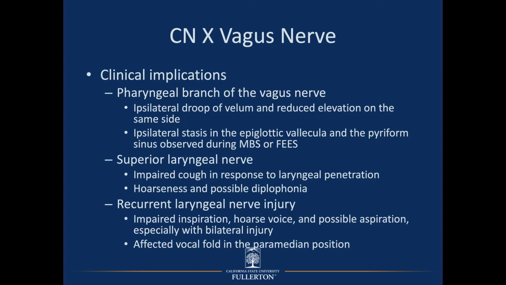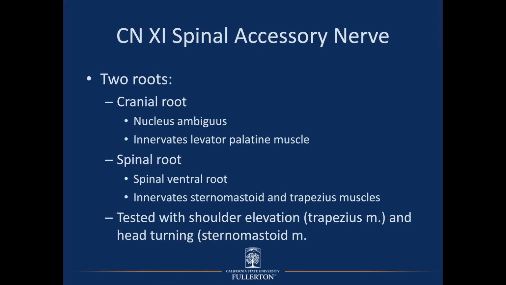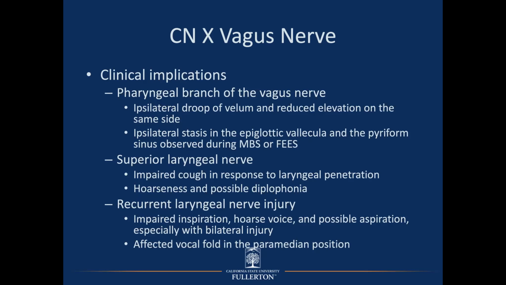Okay, now as far as assessing and watching for signs, I think I actually have a little more. Yeah, no, this is what are we going to see with a vagus nerve? So these are the clinical implications, and it alludes to how you test. For the pharyngeal branch of the vagus nerve, if there is a problem ipsilaterally, you're going to see an ipsilateral droop of the velum and reduced elevation when you ask them to say ah on that same side.